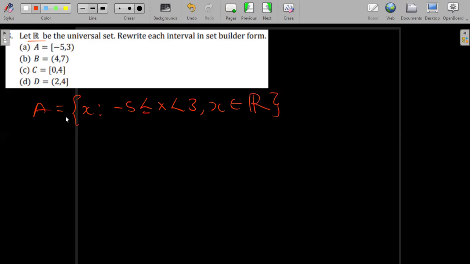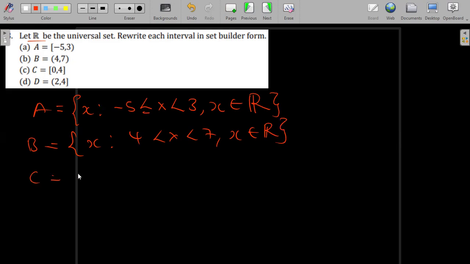Then for B, as I said, you do the same, X from R such that. It's open on both sides. So it will be 4 less than X less than 7 and X a member of the natural numbers like that. Then I have C.